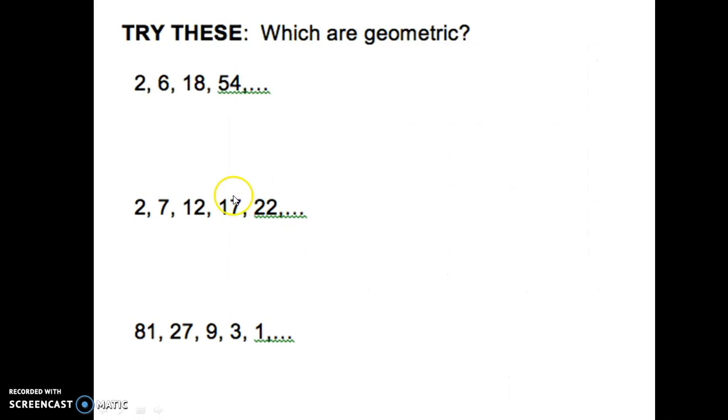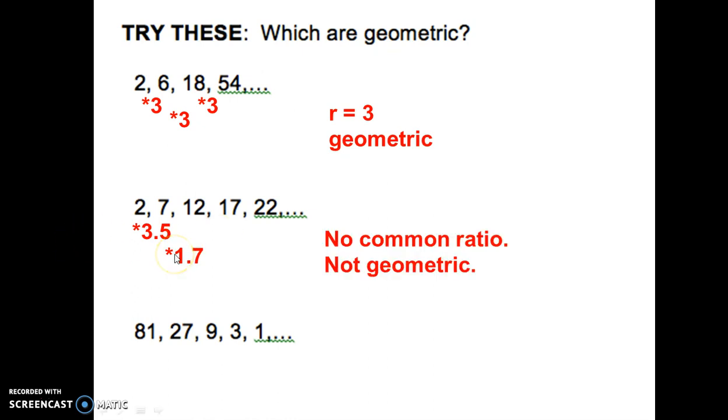All right, which are geometric from this list? We have these numbers here. Let's see if they're multiplied by the same number. Multiply by 3, multiply by 3, multiply by 3. Yep, we have a common ratio, which is r is 3, therefore geometric. Next one, is this geometric or not? Well, that's multiplied by 3.5. Then 7 to 12, you multiply by 1.7 to do that. So different multiplier already, therefore no common ratio, not geometric.